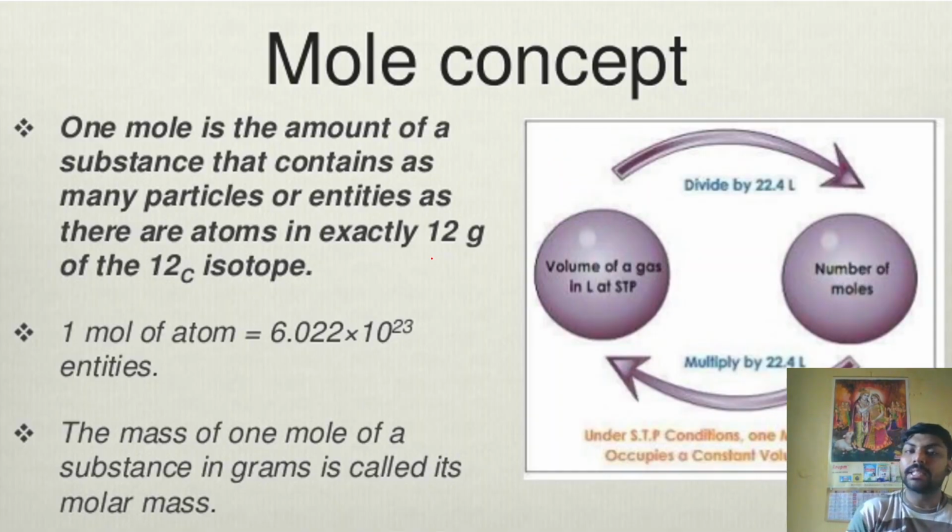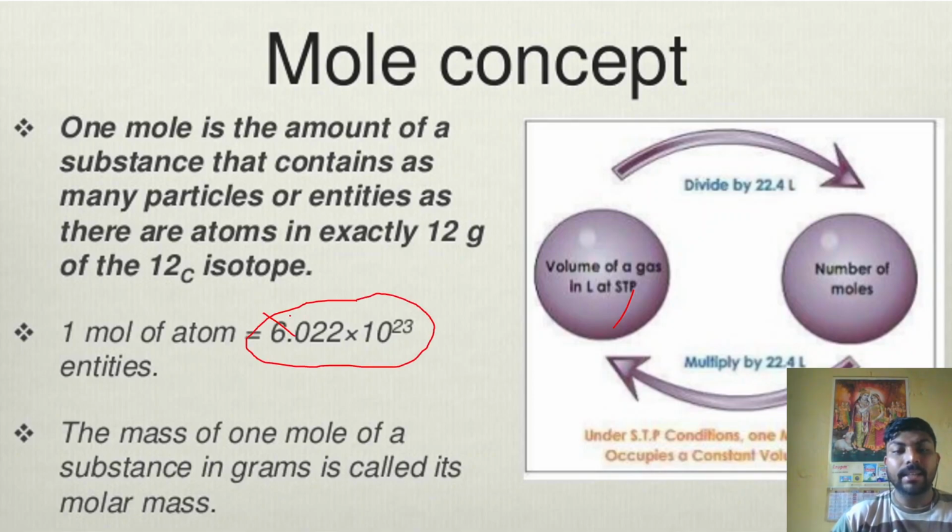Now we go to the next concept, the mole concept. It is also a very important concept we have to know. 1 mole is the amount of substance that contains the Avogadro number of elementary entities. In other words, 1 mole is the amount of substance that contains as many particles as there are atoms in exactly 12 gram of the C-12 isotope. That number is 6.022 into 10 to the 23 entities. So whenever I talk about 1 mole, it means this much number, and you know that the SI unit of amount of substance is the mole. That is why the mole concept is very important.